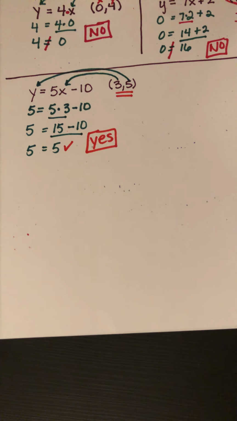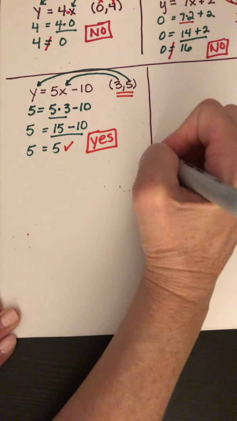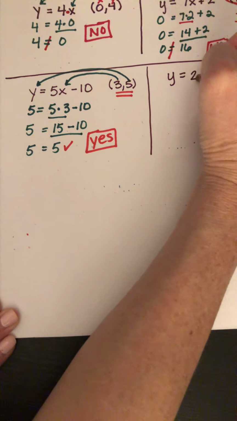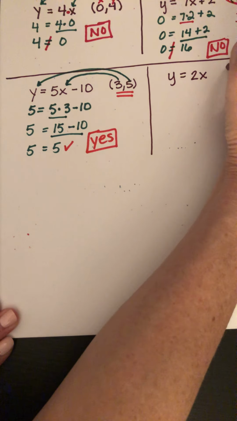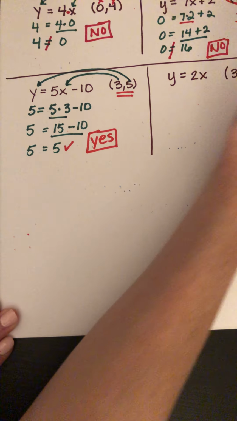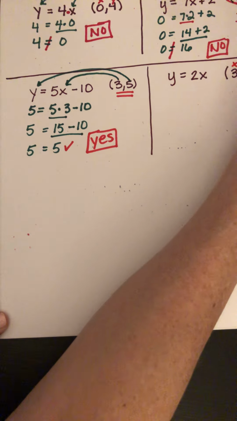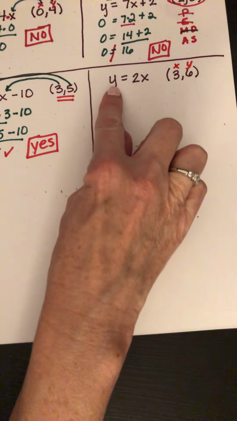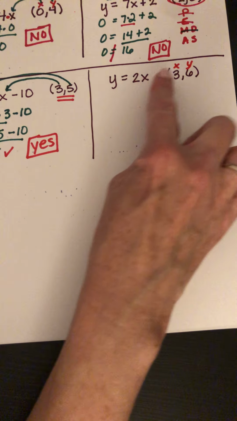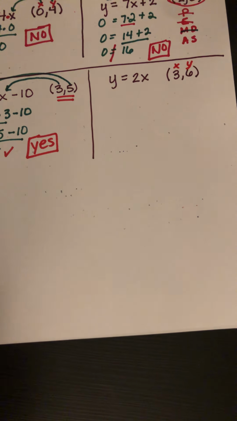Let's try one more and see if you can figure this out. y equals 2x, and our ordered pair is (3, 6). Remember, 3 is my x and 6 is my y. y equals 2x, (3, 6). Pause here and try to solve it.